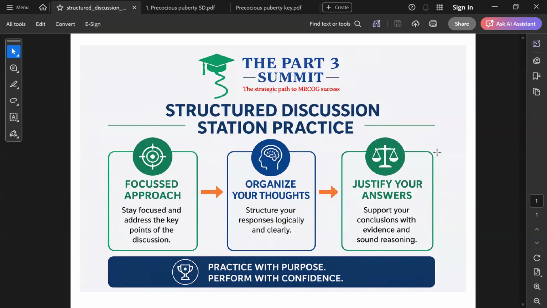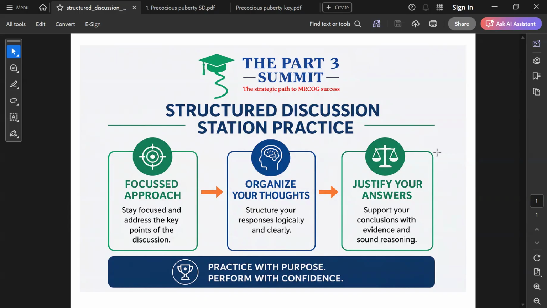Today we'll be discussing an important structured discussion station from the gynecology module. Structured discussions are very important because that is where you are going to score more. That is usually the problem because people don't give much importance to structured discussion stations. Make sure you are structured enough in your thought process and in your answers, so that when you discuss with the assessor, you are able to justify your answers and answer the question which was posed to you.